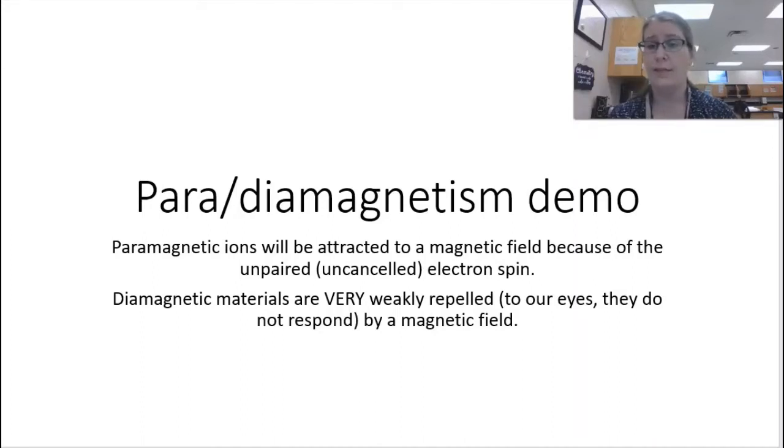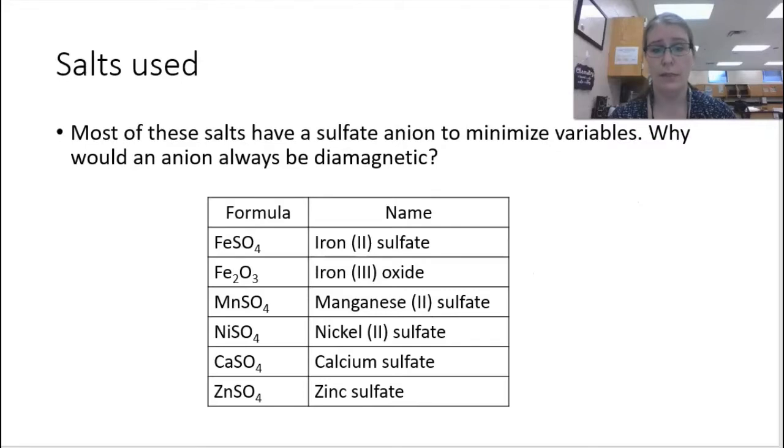So what I've done is I've set up a little demonstration where we have several different salts, and we're going to see if they are attracted to a magnet or not. Looking at what salts we're going to be using. Most of our salts, if I had it available, I used the sulfate salts just to minimize the variables.